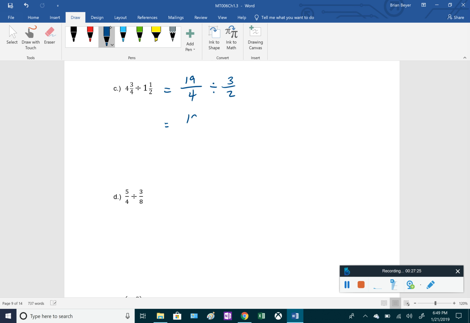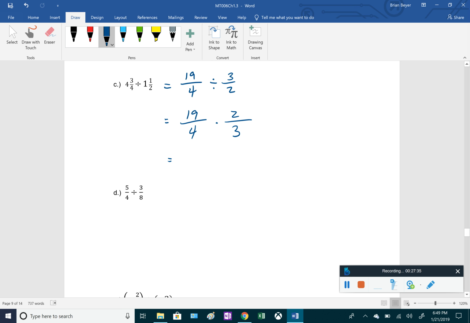Okay, so keep, change, flip. Keep the first one the same. Change the multiplication and reciprocate or flip the second one. So 19/4 times 2/3. Okay, so 19 is a prime number, so I don't have to think about any factors for that. This 2 in the numerator and 4 in the denominator have a common factor of 2. So they're going to cancel. We're going to have a 2 left in the denominator and just the 1 in the numerator. So it's going to be 19 times 1, which is 19. 2 times 3, which is 6. So 19/6.